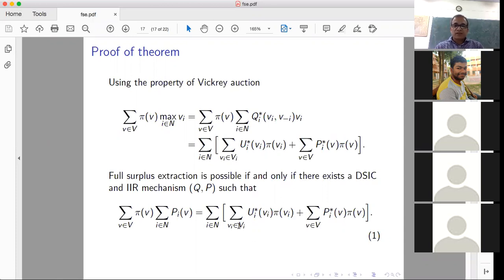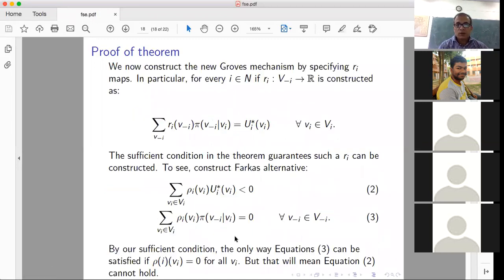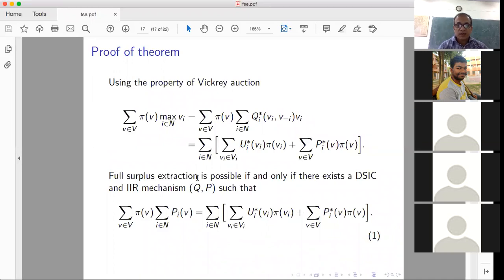The reason I'm doing this in this way is that now the right-hand side has Vickrey auction terms, and we are going to augment the Vickrey auction with some conditional reserve prices, conditional participation fees. So it's useful to keep this in mind. What we will do is construct this new mechanism (q, p) from (q*, p*), the Vickrey auction, such that this constraint is satisfied. Okay, that's what we're going to do.